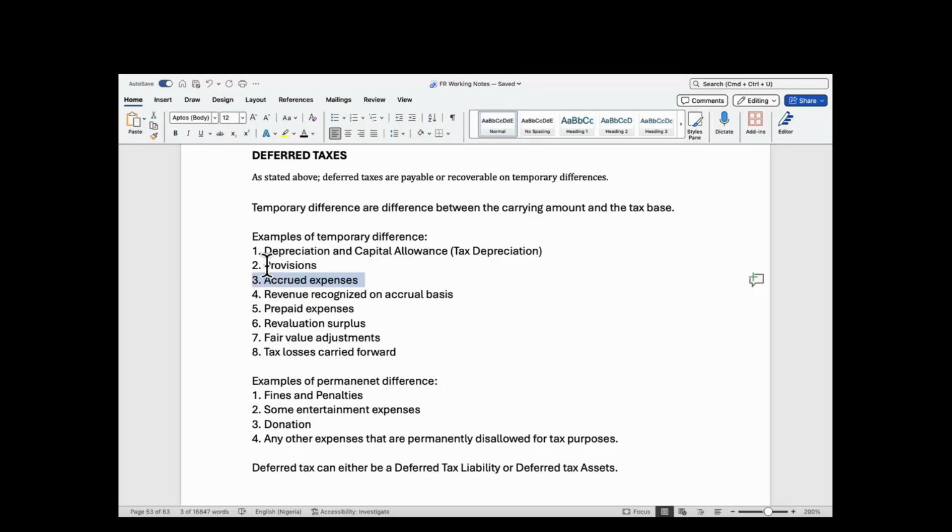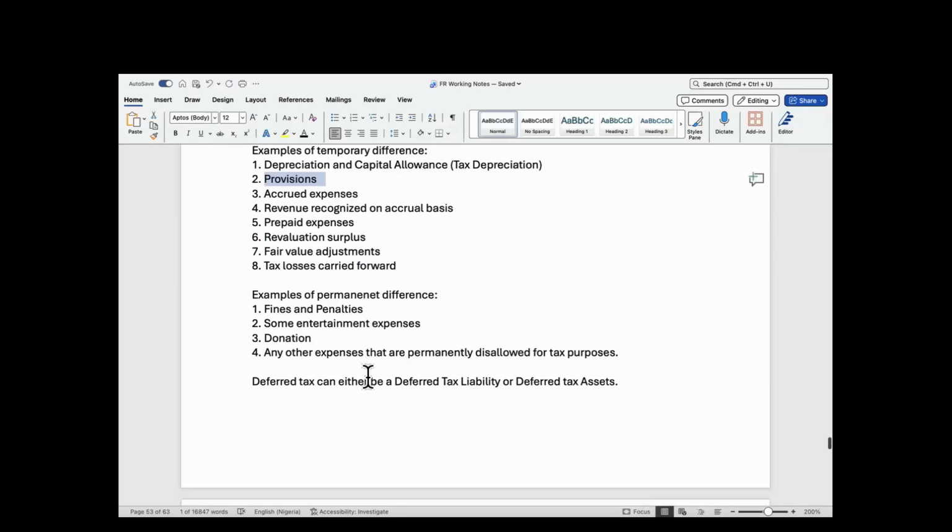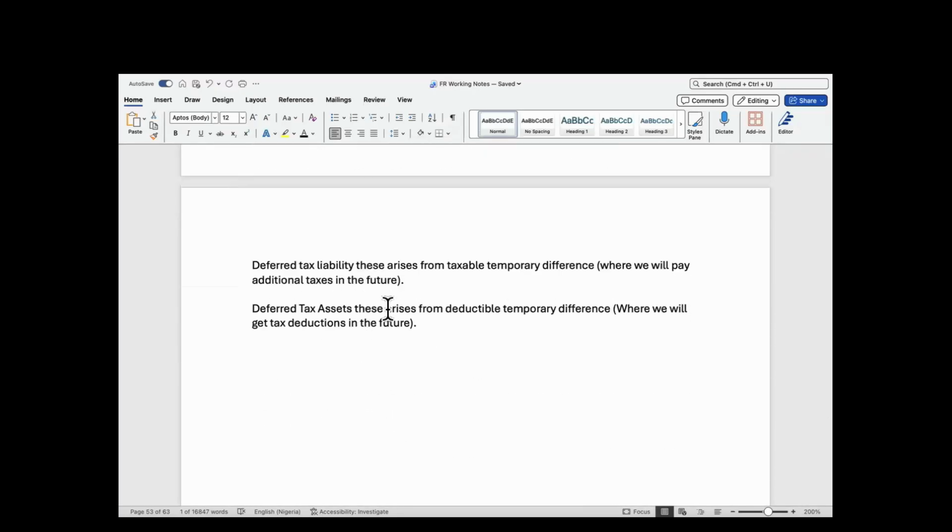Also, is provisions. When you make provisions, the taxman will not allow it. They will tell you you have not paid for it. It is not a real expense. That difference between the two of you will make you have a deduction in the future when the taxman eventually allows it. That is a deductible temporary difference. Deductible temporary differences result in a deferred tax asset.